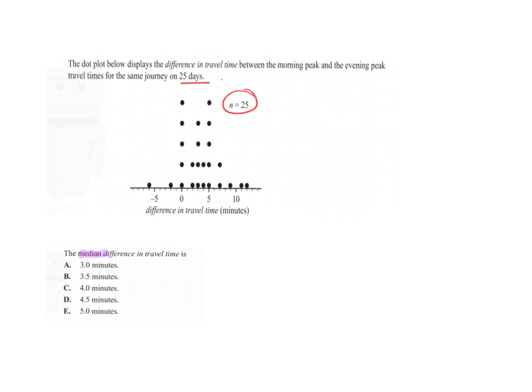So just remember, median is found at n plus 1 divided by 2, so it'll be 25 plus 1 divided by 2, so it's going to be the 13th spot. So the way I'm going to count is like this, 1, 2, 3, 4, 5, 6, 7, 8, 9, 10, 11, 12, 13. So this one was on 0, 1, 2, 3, was on 3, so 3 minutes.